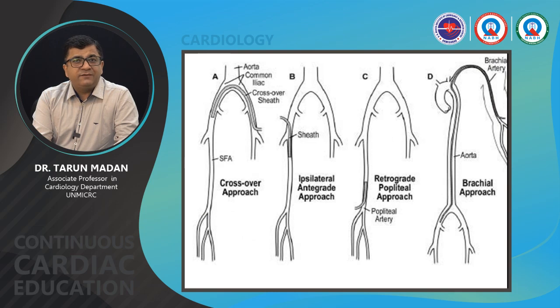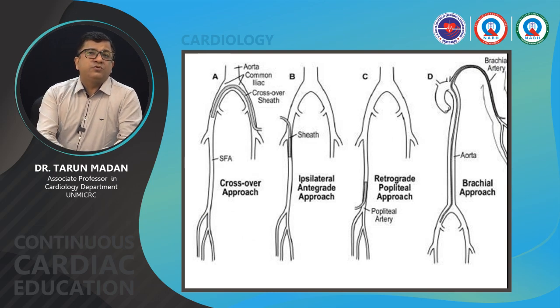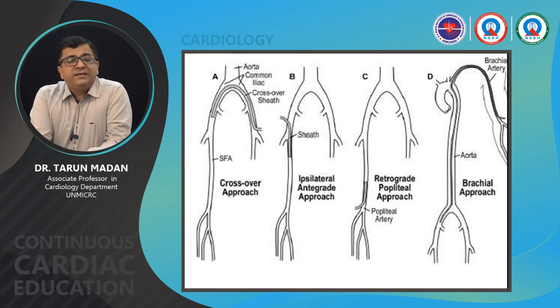So this is a diagram which shows, the first diagram shows a crossover approach in which there is a left common femoral artery access. The sheath is going up the external iliac artery to the common iliac artery left side, then through the carina crosses to the right common iliac artery, and the sheath tip is placed in the right external iliac artery. From there we can access all the hardwares to the right leg. So this is called crossover approach.